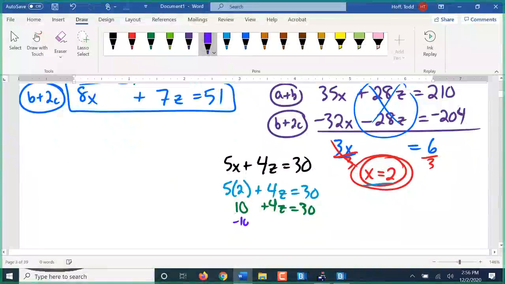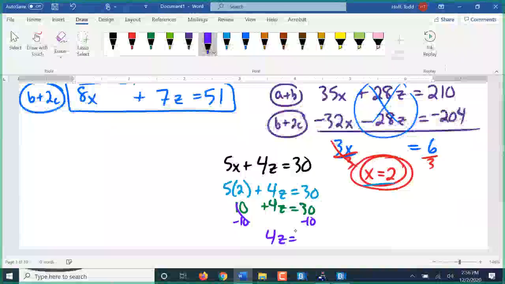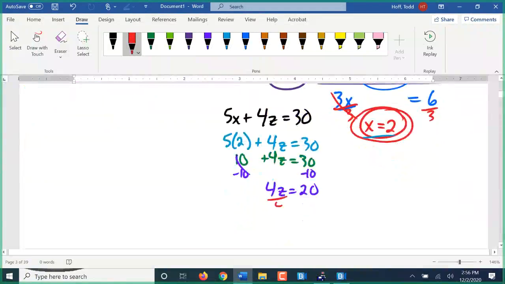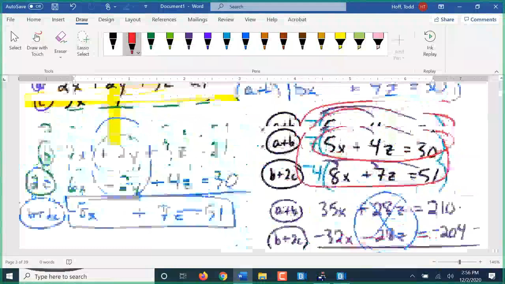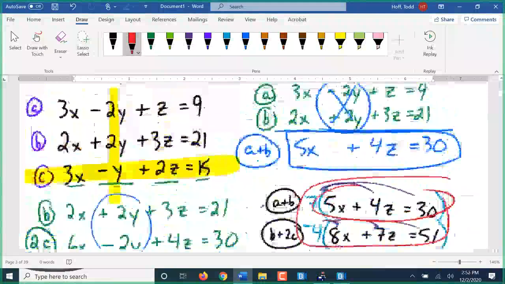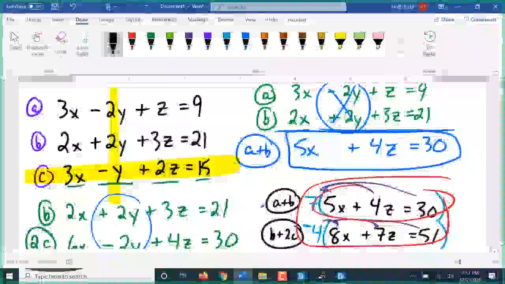We're going to subtract the 10. 4z equals 30 minus 10 is 20. And then we divide by 4. Z equals 5. So now we have two of the variables. Now we have to go back to the three variable stage, which is where we started. One of these original equations to use to solve for the remaining variable.